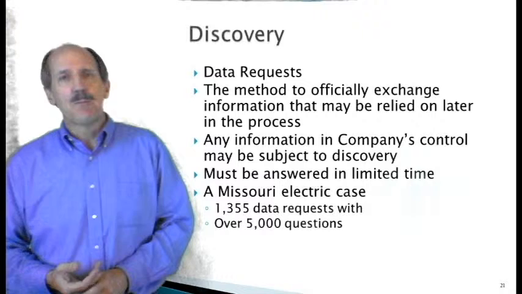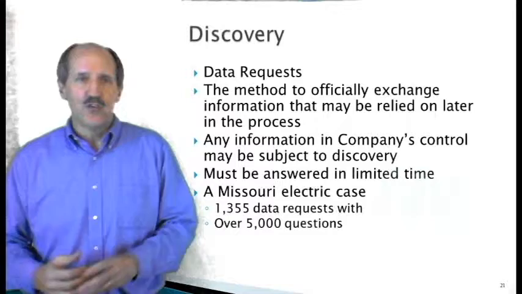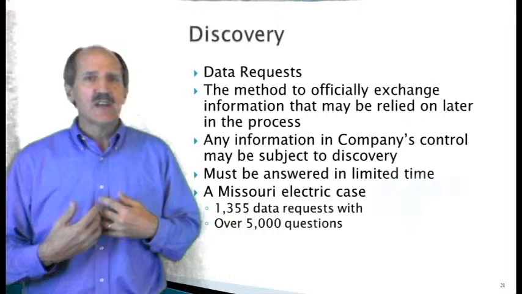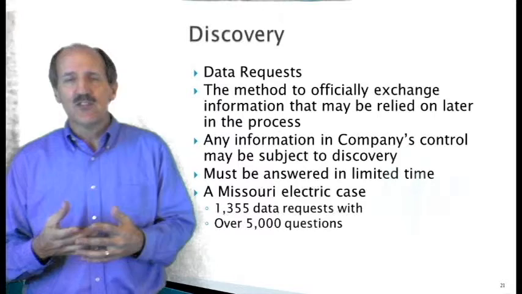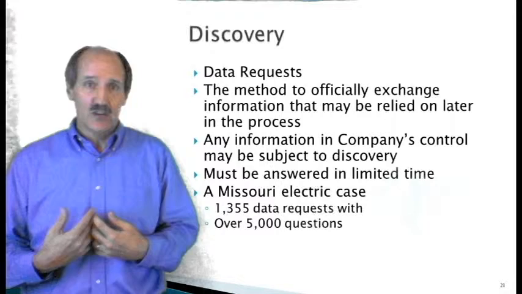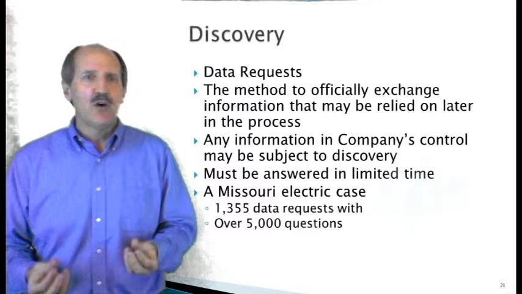Typically, as soon as you file a revenue request increase, a rate case, you will start getting data requests. This is part of the discovery process. The utility, for the most part, has all of the information that everybody else needs in order to analyze what's going on. And so while you can ask discovery of any of the parties to a case, pretty much all the data requests come to the utility. Certainly the lion's share go to the utility. Data requests are the method to officially exchange information that may be relied upon later in the process. All right?